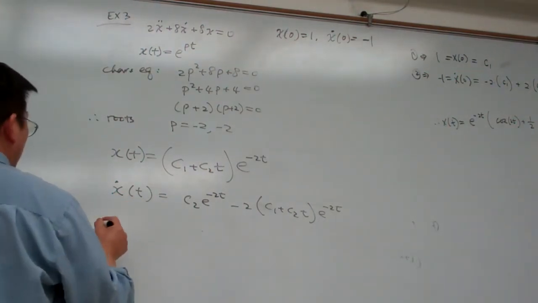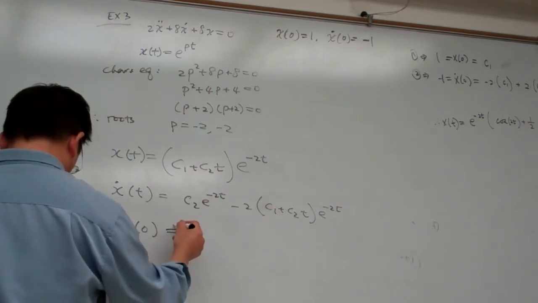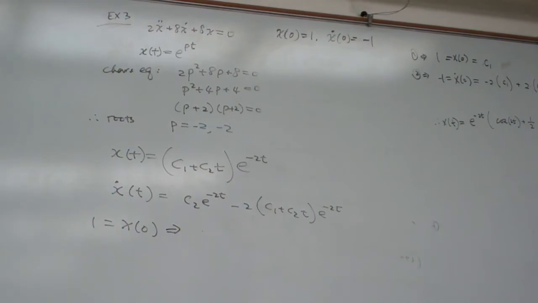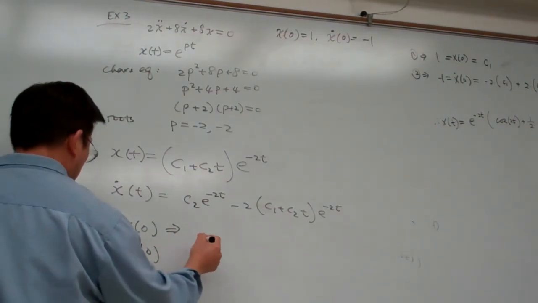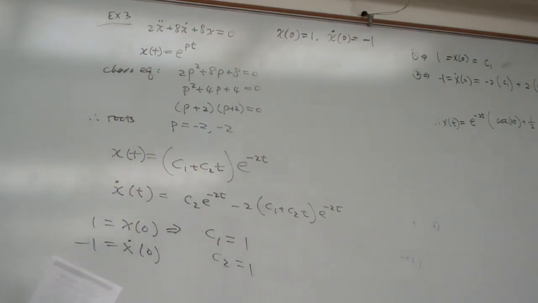So from here, you plug in the initial conditions, x0 equal to 1, and from there you can determine C1 equal to 1, C2 equal to 1. Okay, so that is the typical solution process for this. So we've done this one.